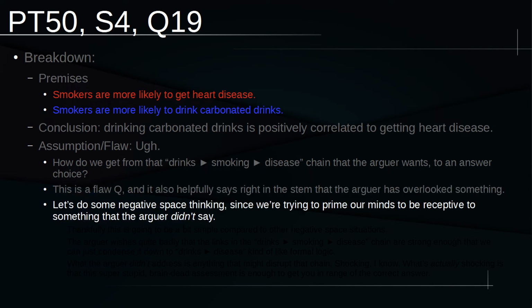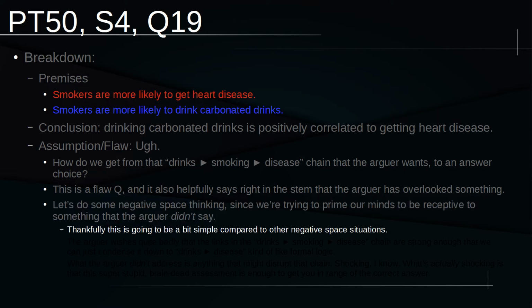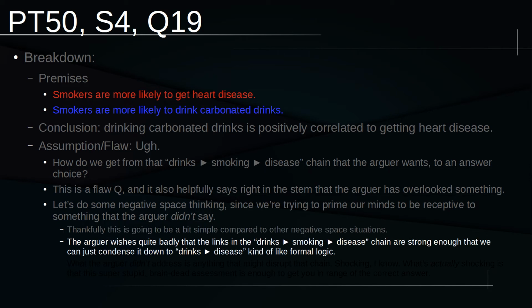And so that leads me to think that the thing that we need to do is some negative space thinking, since we are trying to prime our minds to be receptive to something the arguer didn't say. In fact, the arguer overlooking stuff is kind of the bread and butter of what negative space is good at. And because the question stem was so direct in telling us that this is what was going on, thankfully this is going to end up being a little bit simple compared to some of our other negative space situations. And this is why it's that simple. The arguer wishes quite badly that the links in the drink, smoking, disease chain are strong enough that we can just condense it down to drinks and disease in that formal logic-like fashion that I mentioned in the previous slide.